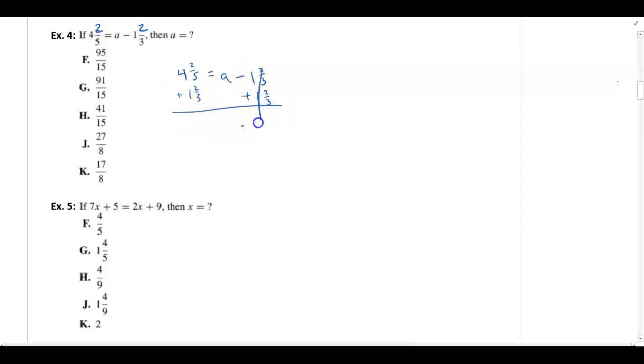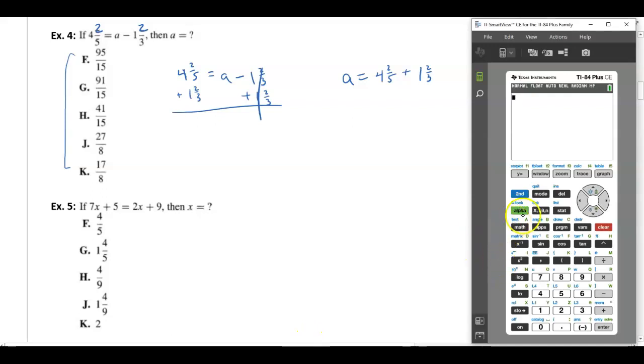Now, that eliminates, and I get a equals 4 2/5 plus 1 2/3. Now, if it's a no calculator problem, yeah, you have to do it by hand, right? But kind of guesstimate what your answer would be. 4 plus 1 is 5. You're going to be around 5 something. So check which one of the answers is close to 5. But the chances of this being non-calculator is slim to none. So pull out the calculator.